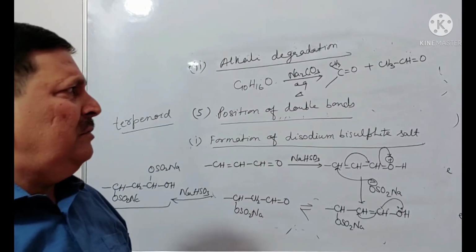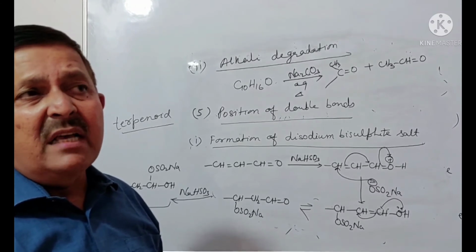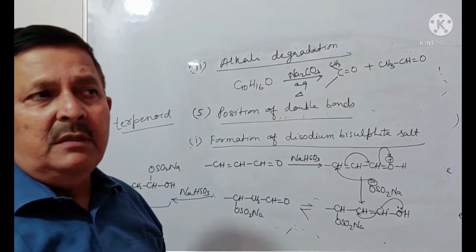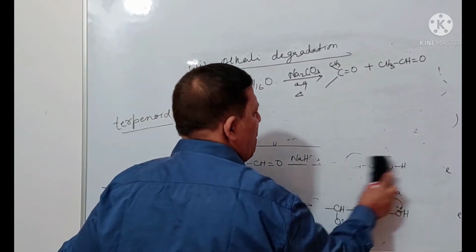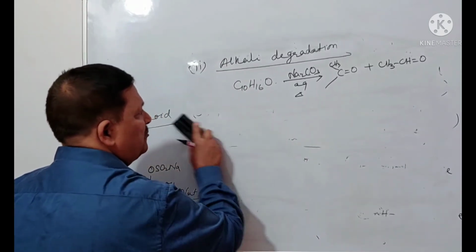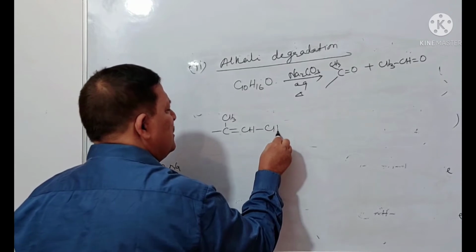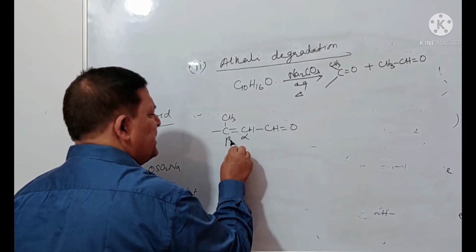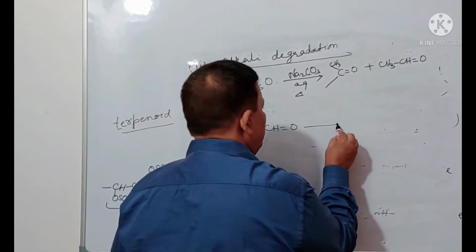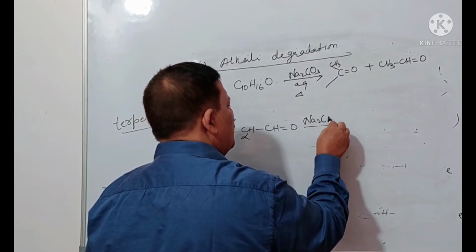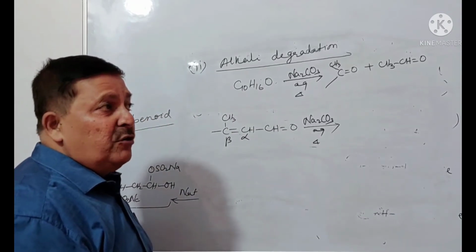The formation of methyl ketone along with acetaldehyde confirms that the compound is an alpha beta unsaturated aldehyde, in which the beta unsaturated carbon is methyl substituted. We have C, CH3, double bond CH. This is CHO. This is alpha carbon. This is beta carbon conjugated with aldehyde group. And this beta carbon, if it contains a methyl, when it is heated with sodium carbonate, weakly alkaline medium, conjugate nucleophilic addition takes place.